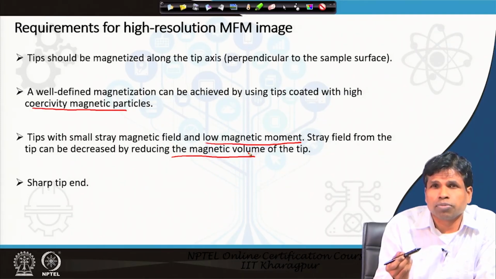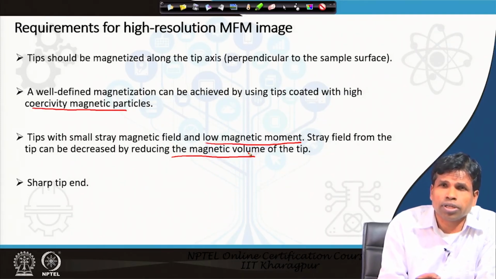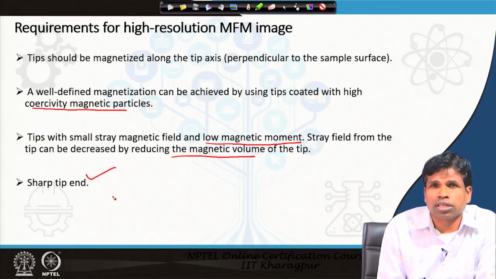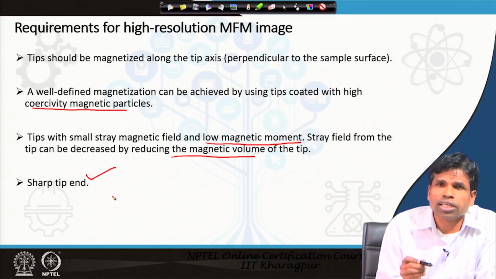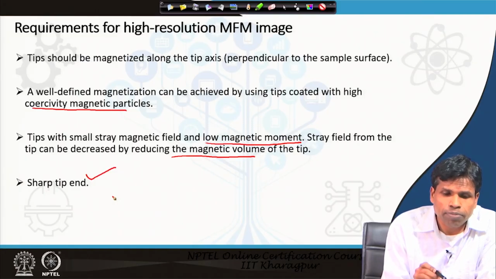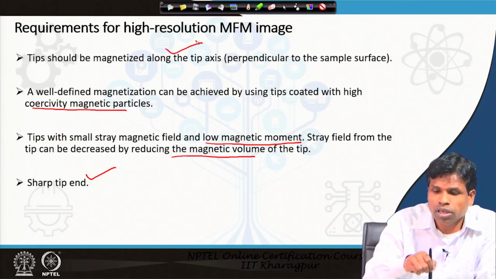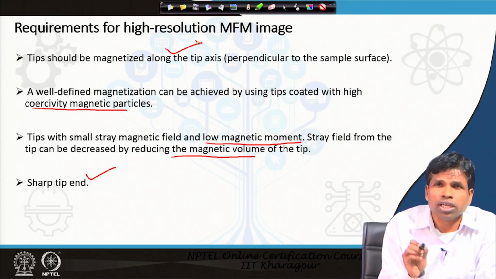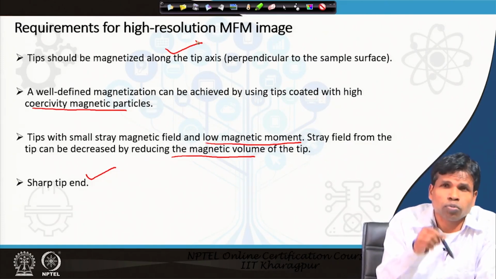So, here the resolution is approximately 10 nanometer, or it can be less than 10 nanometer, but not as good as the topographic image we see, which is approximately less than 1 nanometer or 0.1 nanometer. The tip has to be sharp, which is certainly necessary for collecting the small amount of magnetic field from the small region. So, the bottom line is that the tip should be magnetized along the tip axis, that is the z axis, perpendicular. We do not measure x, y here; the magnetic moment of the tip is 0 in the x, y direction, but mostly in the z direction.